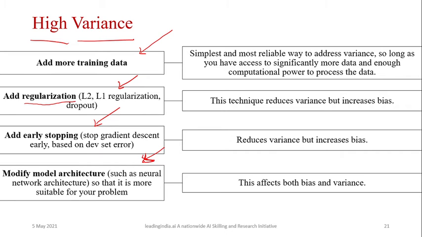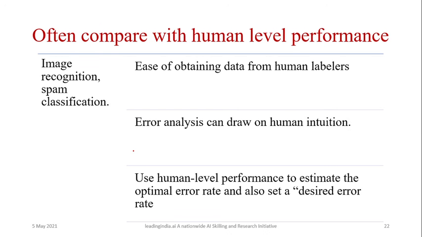Architecture in this sense means that if you have a very simple problem and you are taking a very big architecture, then it's not a good idea. You can take an appropriate architecture to solve the problem. This will affect both bias and variance together. In that way, you can solve the high variance and high bias problems.